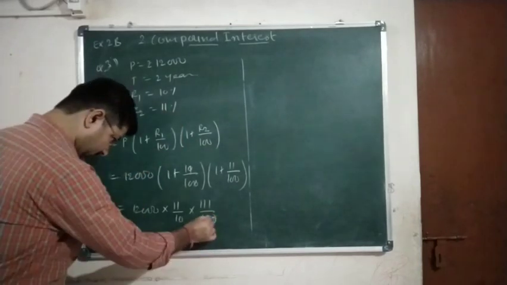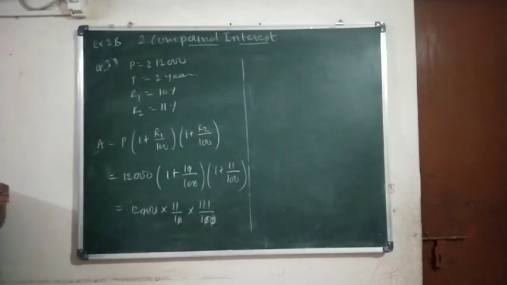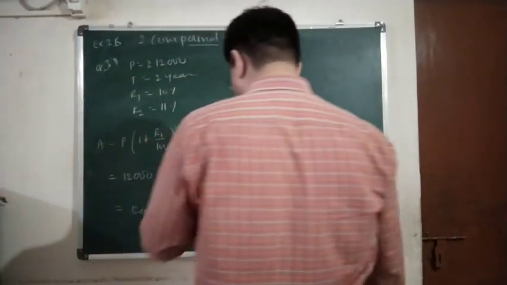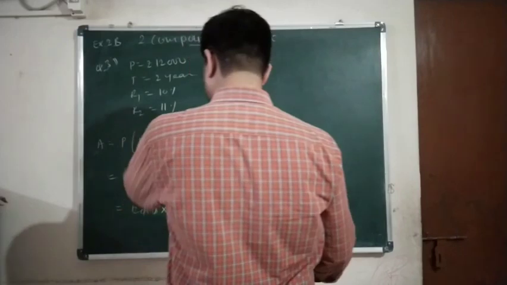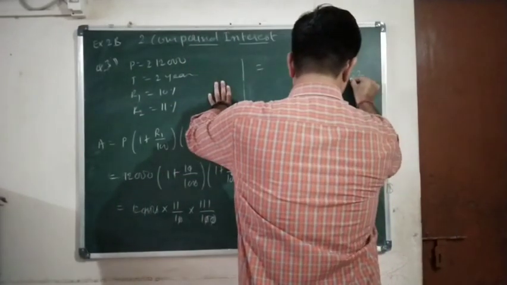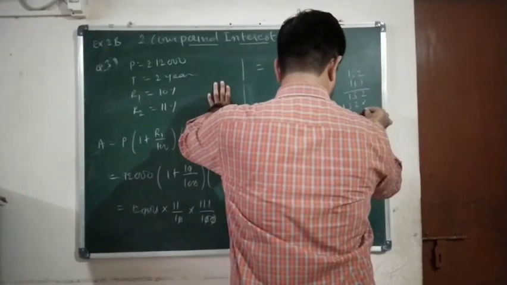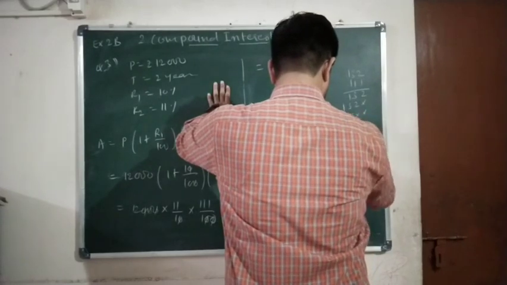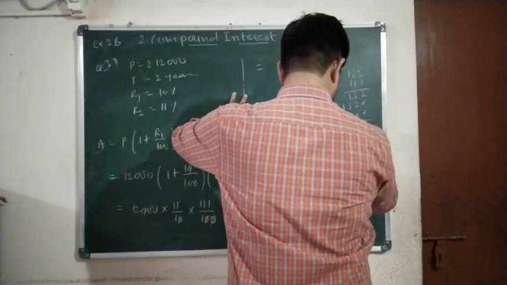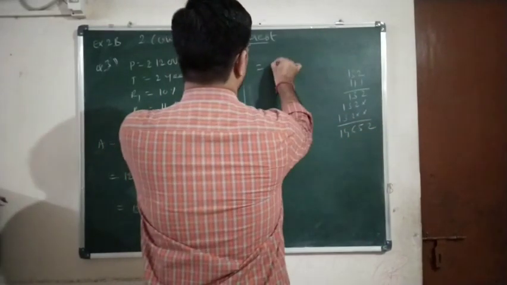So these three zeros will get cancelled. Now 11 12s are 132. Yes or no? 11 12s will be 132. So 132 multiplied by 111 is 14652.